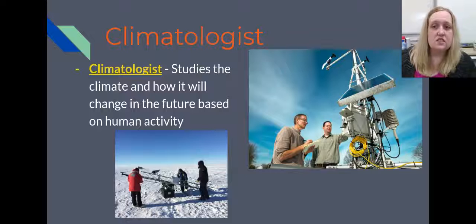So a climatologist is an individual that's going to study the climate and how it's changed based on human activity. So you can see from the pictures, they are studying different types of climates using some equipment that helps collect temperature variations, moisture, and other things that are important for climatologists.